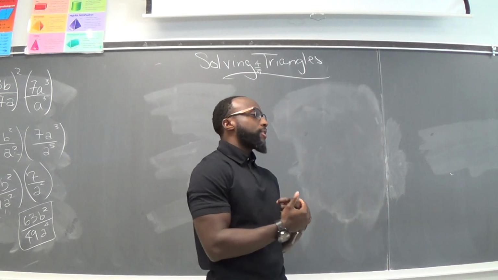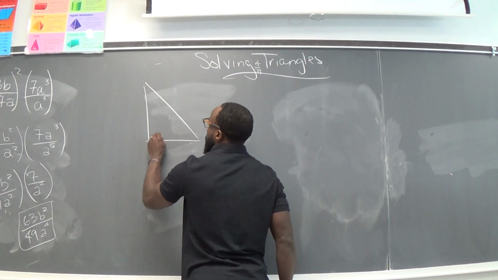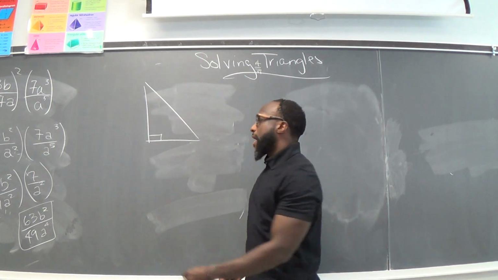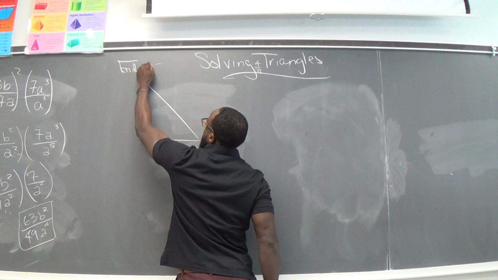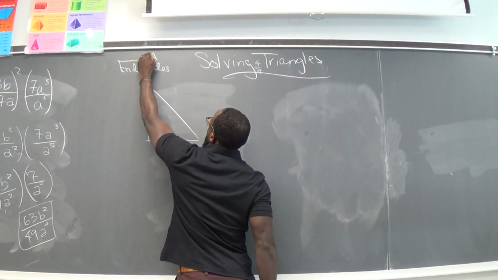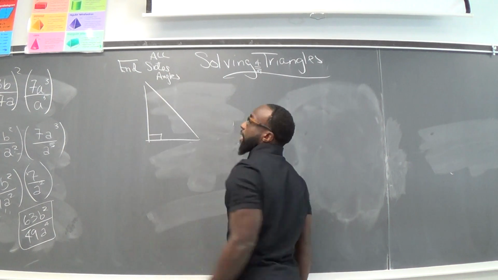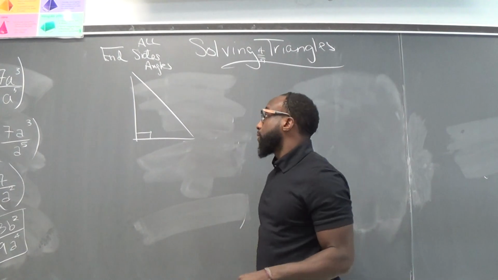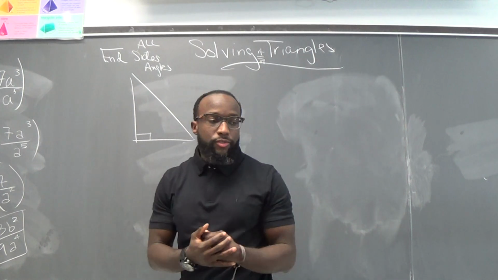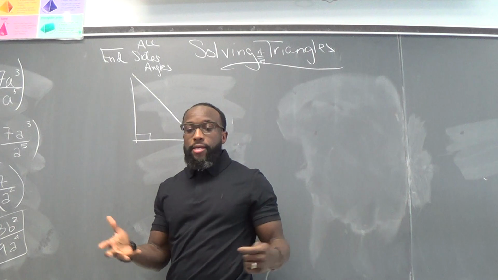All right, solving right triangles basically implies this: when they say solve a right triangle, you have to find all the sides and all the angles. When they say solve the right triangle, you got to find everything. They want everything. Okay. And so we're going to be using our trig identities to find everything.